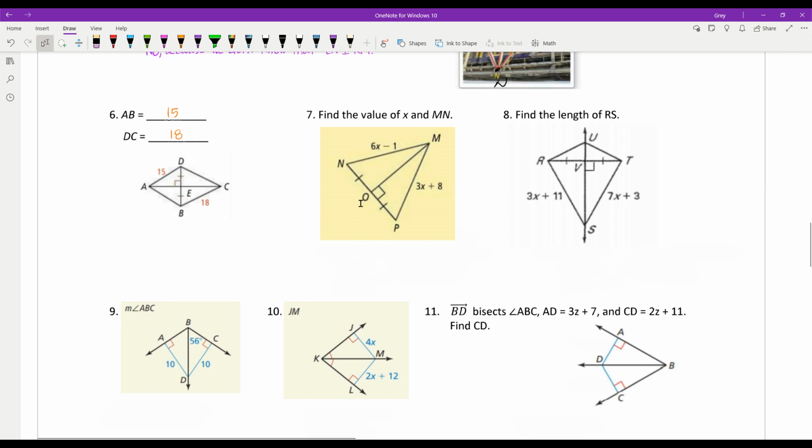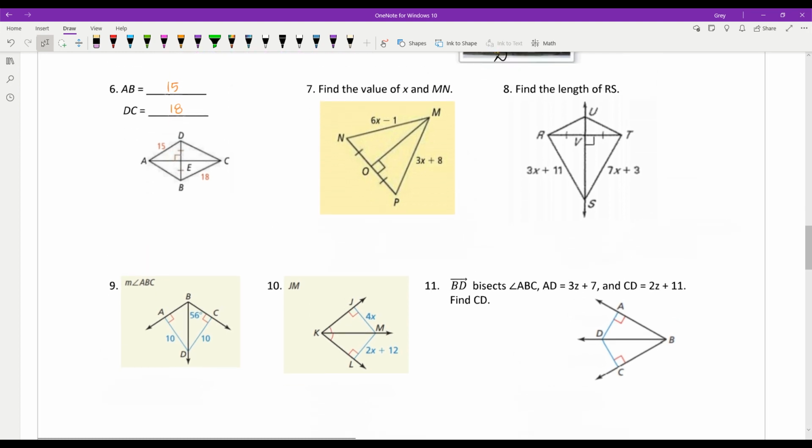So find the value of X and MN. MO is a perpendicular bisector of NP, and if it is, then M is equidistant from N and P, which makes MN equal to MP. So to set up my equation, I'm going to say that 6x minus 1 equals 3x minus 8. I'm going to subtract 3x and add 1, so 3x equals 9. Divide by 3, x equals 3. That's one part of what we had to do. Then we have to go find out what MN is, and MN is 6 times whatever x is minus 1. X is 3, so MN is 17.